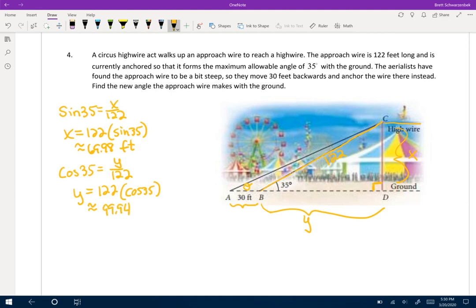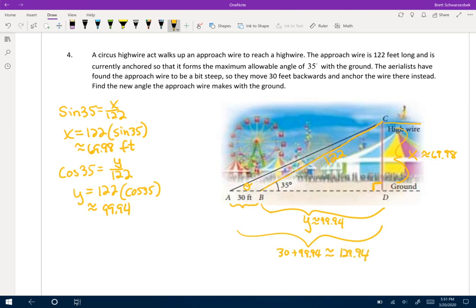Okay, so you might ask, why did I change it from the whole side to just BD? Well, we need to find the missing piece using the smaller triangle, and y is a part of the smaller triangle. Now, what can we do now? Well, luckily, because we know that this is 99.94, and we know that this is 69.98, we also now know the big side, because this is going to be 30 plus 99.94, which is going to give us approximately 129.94.